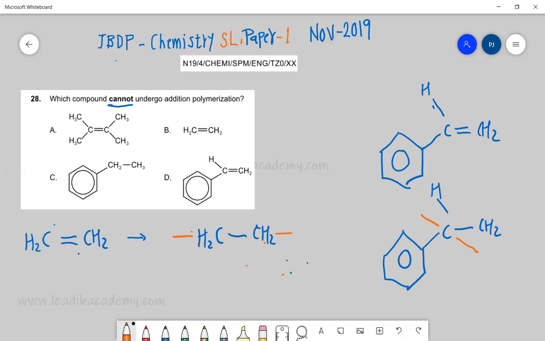But in the case of C, there is no possibility because we cannot disturb this. Please remember, we cannot disturb the aromaticity of the benzene. It is the most stable configuration, and here there is no double bond, so there is no possibility that we can open it and form the continuation bond. What is important is that the double bond should be in a position to open up to form the continuity bond, and that is not possible here. So the correct option is C.